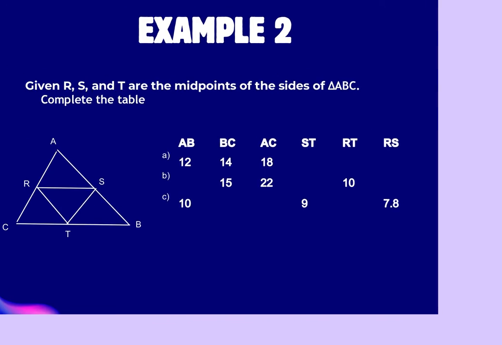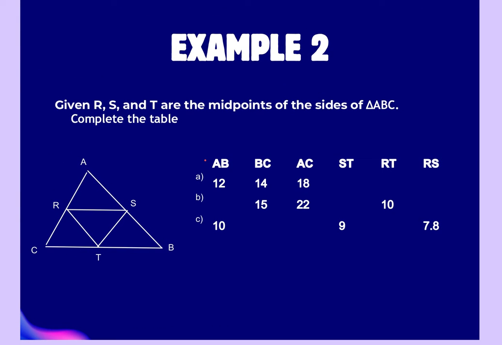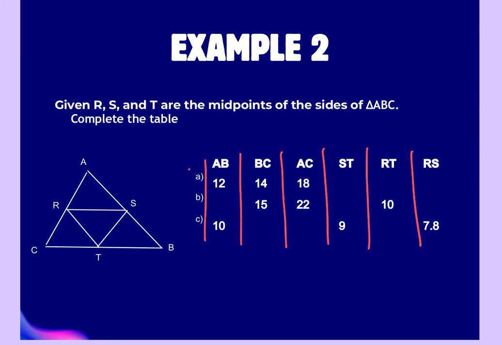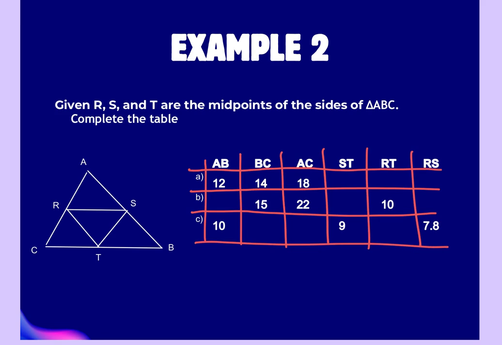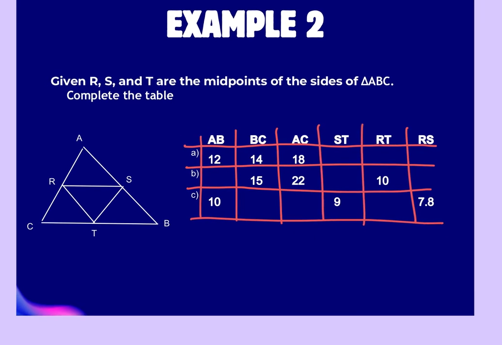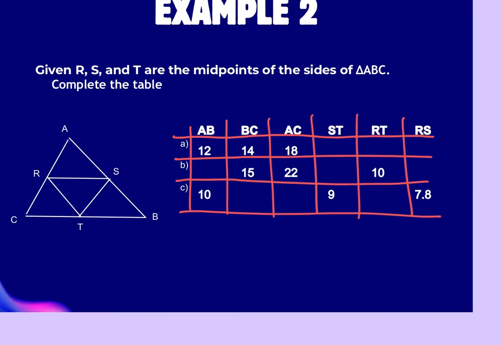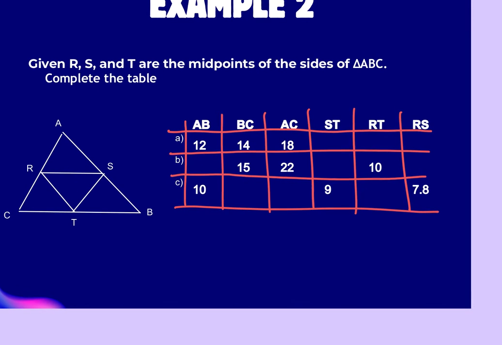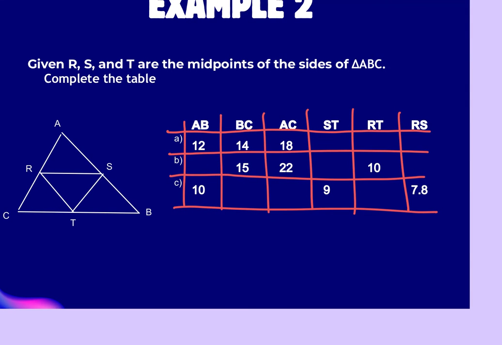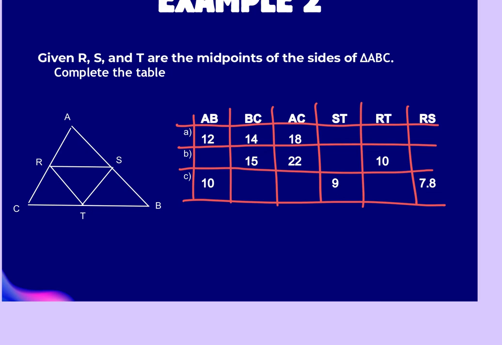Okay, this should be a chart. The lines didn't carry over. So the questions run left to right. Like A is one question, B is one question, C is one question. So separate them out. You might want to duplicate that triangle if you don't want to have to erase and rewrite, but each time you could just erase and rewrite. So for A, it says AB, which is this whole side, is 12.